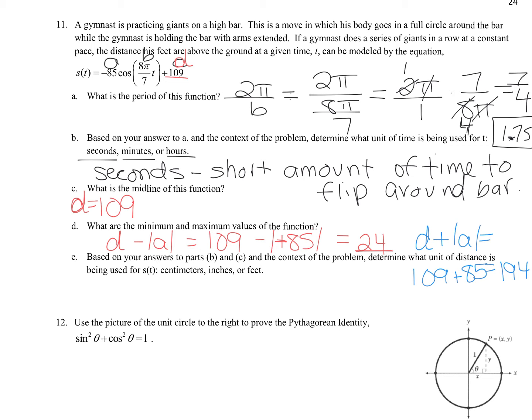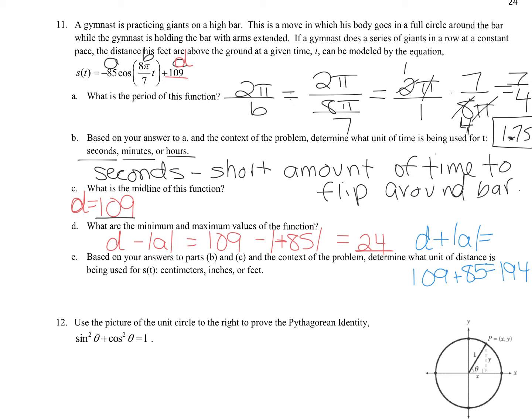It says, based on your answers to parts B and C in the context of the problem, determine what unit of distance is being used for S of t: centimeters, inches, or feet. So the question is, is the midline 109 centimeters, 109 inches, or 109 feet?